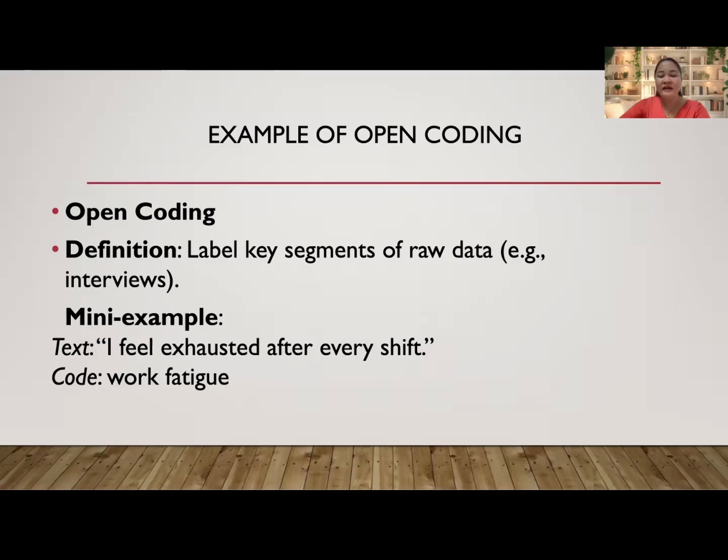Open coding: label key segments of raw data. Example, interview, mini example: "I feel exhausted after every shift." Code: work fatigue. So this is the text, "I feel exhausted after every shift." So your code here is work fatigue.